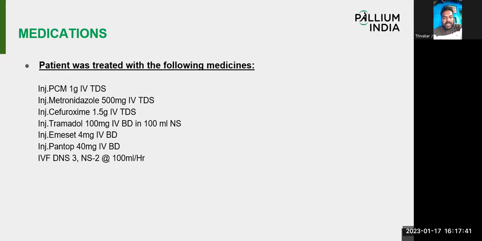Okay. Then medication. The patient was treated with the following medication: injection PCM 1 gram TDS, metronidazole 500 mg TDS, cefuroxime 1.5 gram TDS, injection tramadol 100 mg IVBD in 100 ml NS, injection Emeset 4 mg BD with the tramadol, injection Pantop IVBD, and IV fluids NS 3 pint, DNS 3 pint, NS 2 pint at 100 ml per hour.